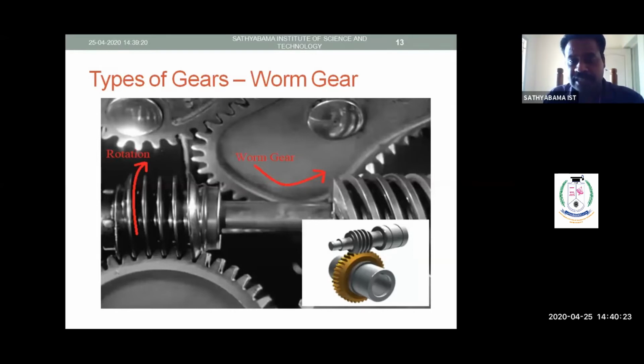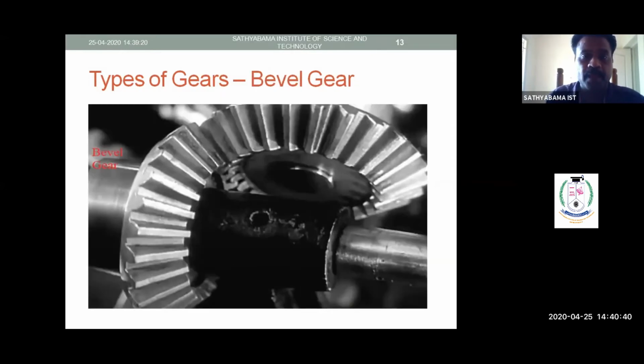Rack means it has linear movement. That pinion will have rotary movement. So using this, you can convert rotary movement into linear movement also, like in IC engines, where we do it with the piston and the connecting rod, same concept. This is another pictorial view representing the bevel gear for intersecting shafts.